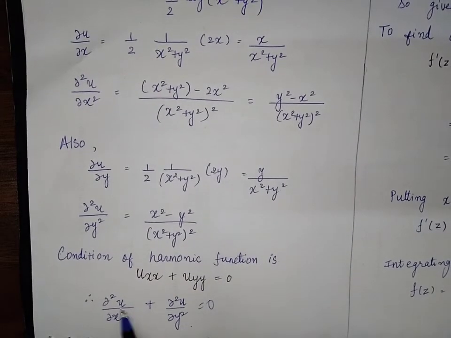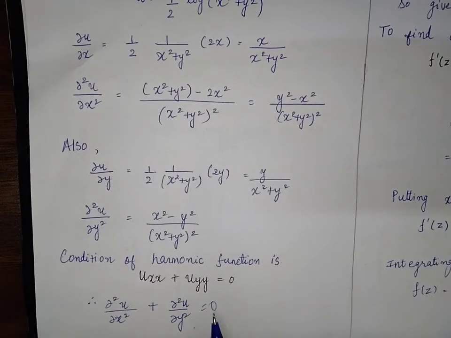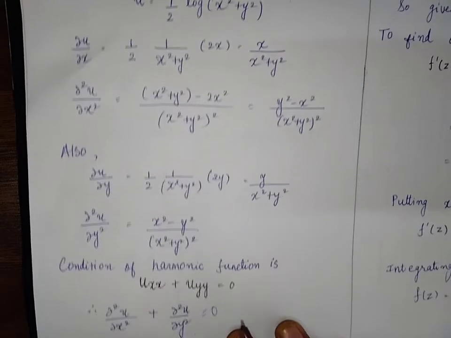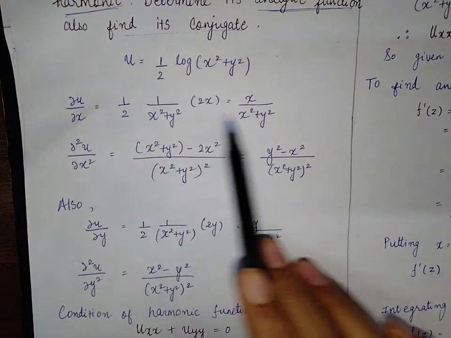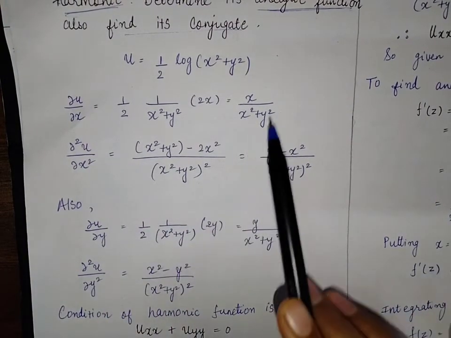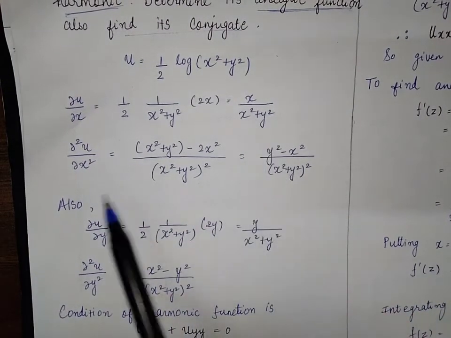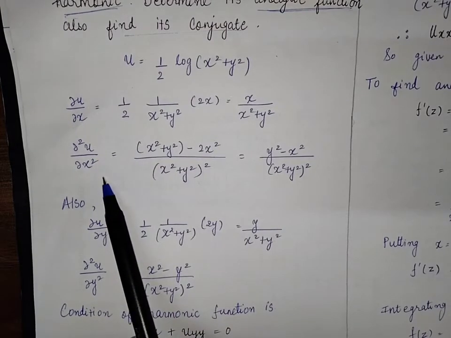If we find both these terms and substitute the values, and the answer comes out 0, then what kind of function will it be? Harmonic. So we will find both these terms and substitute here. Before finding del square u by del x square, we first have to find del u by del x. So we will find del u by del x, and after that, you have to find del square u by del x square.